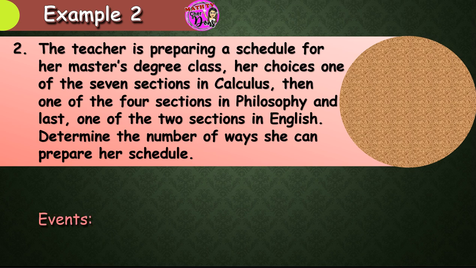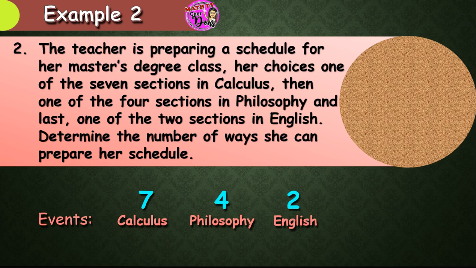Okay, how many events do we have? First, calculus, then philosophy, and the last one, English. So, 7 choices for calculus, 4 choices for philosophy, and 2 choices for English. Again, what are we going to do? We're just going to multiply them. 7 times 4 times 2 is equal to 56. Therefore, there are 56 ways the teacher can prepare the schedule.